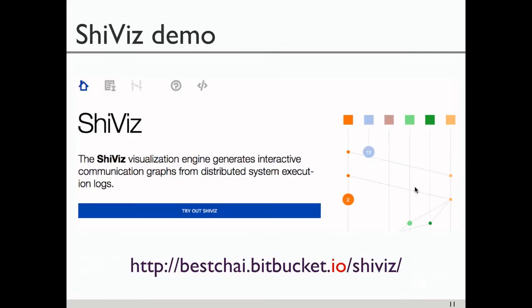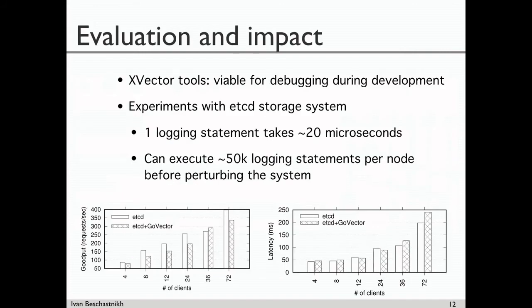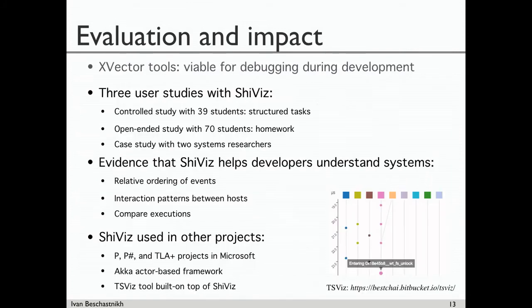Now that I've demoed ShiViz, I'll talk briefly about the evaluation. We evaluated both XVector and ShiViz in several different ways. We showed that the XVector set of tools are viable for debugging during development, and we've instrumented a large distributed storage system with XVector. We also evaluated ShiViz in 3 user studies: controlled studies, an open-ended study, and a case study with 2 systems researchers. We found evidence in all 3 studies that ShiViz really does help developers understand their systems, in particular the ordering of events, interaction between nodes, and the comparison between different executions.